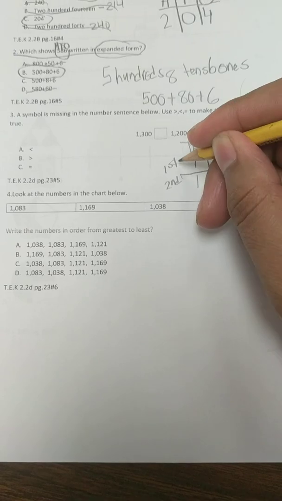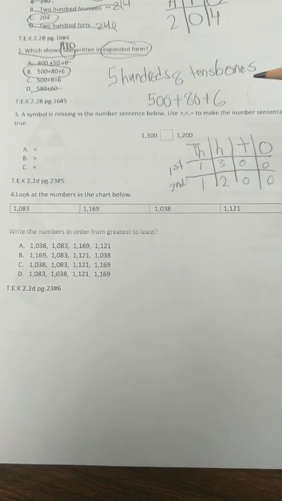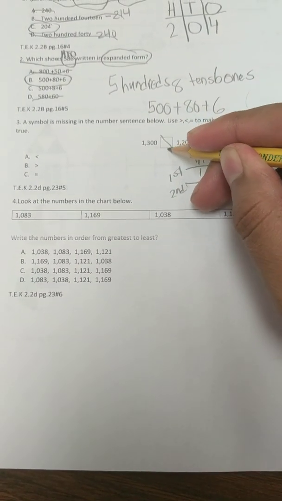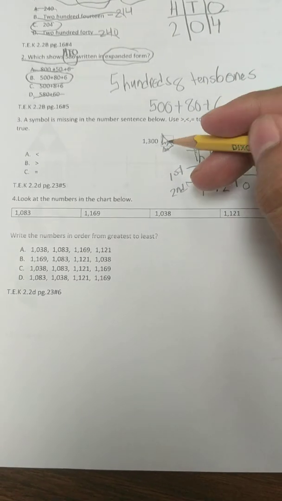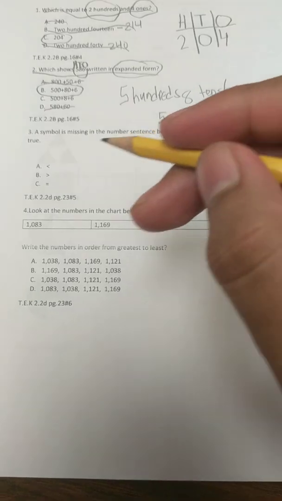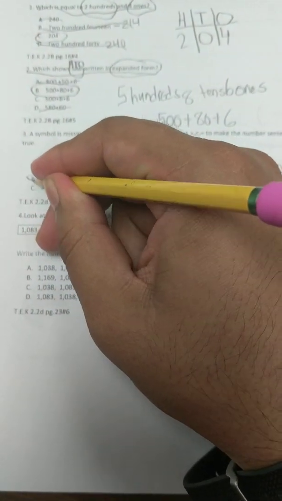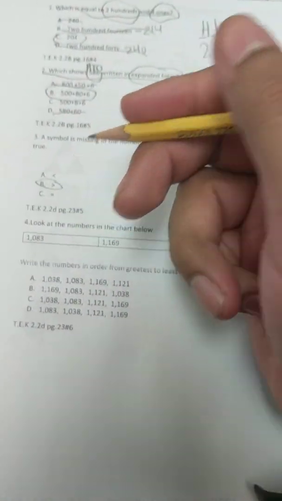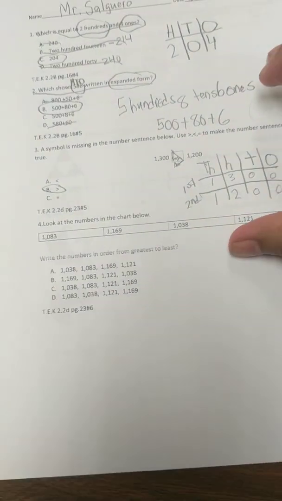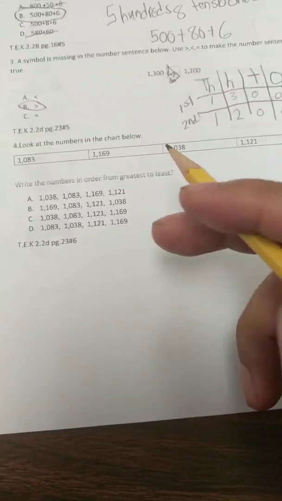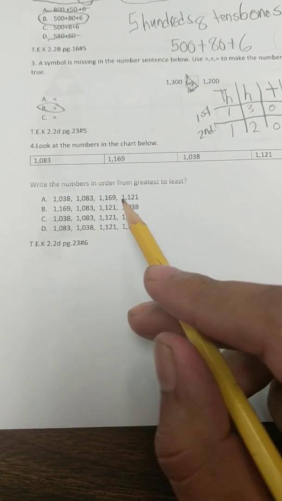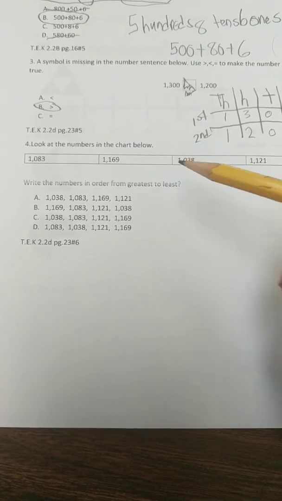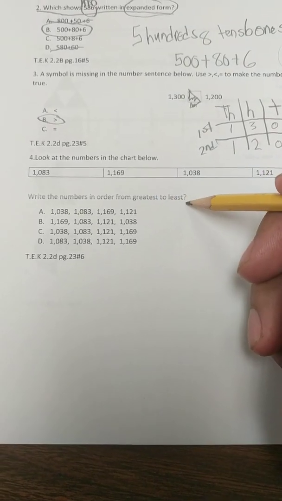A second. Alligator is the biggest, so he's gonna eat the first. Okay. I'm gonna draw the alligator. I'm gonna have to draw the teeth too. Okay. He's that one. Which one looks like that? B. B is your answer. Okay. So let's go with number 4. Look at the numbers in a chart below. Write the numbers in order from greatest to least. I'm going to underline my question.